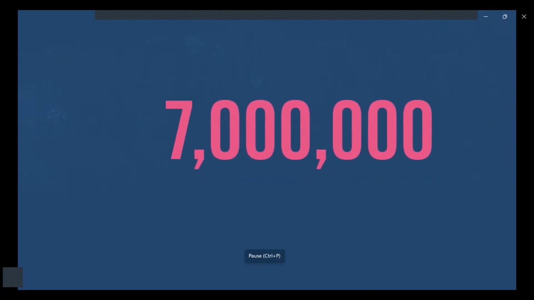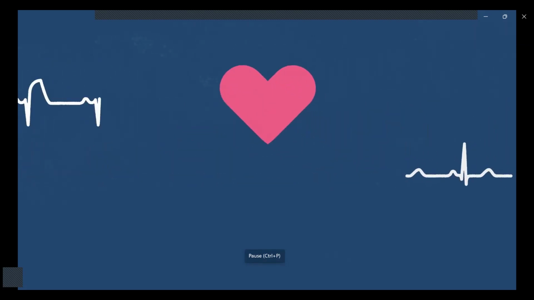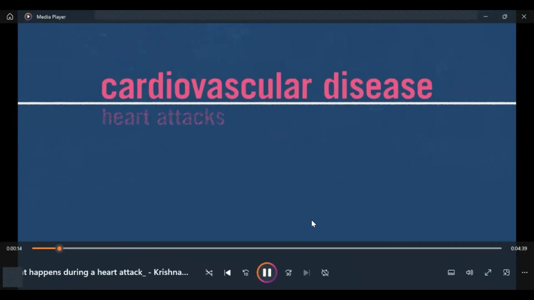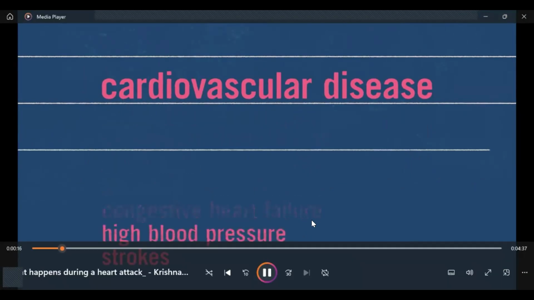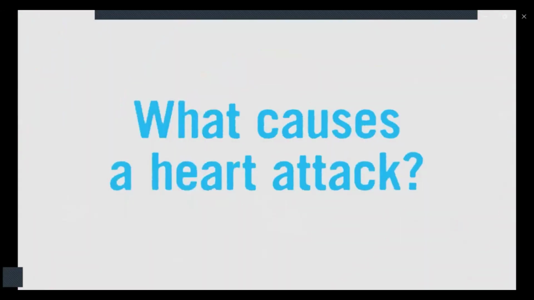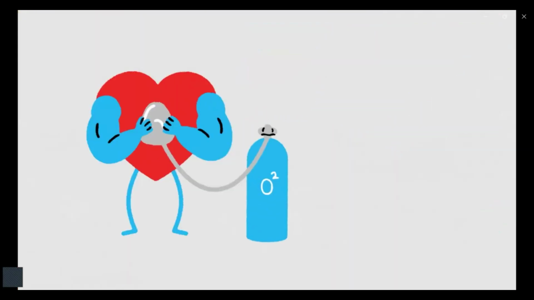Approximately 7 million people around the world die from heart attacks every year. And cardiovascular disease, which causes heart attacks and other problems like strokes, is the world's leading killer. So what causes a heart attack? Like all muscles, the heart needs oxygen, and during a heart attack, it can't get enough.